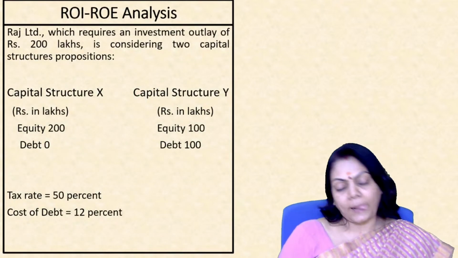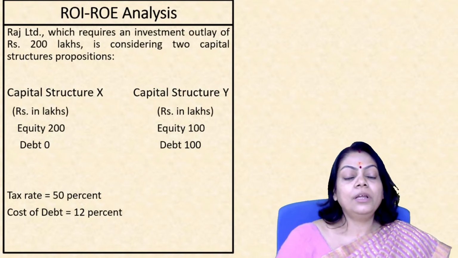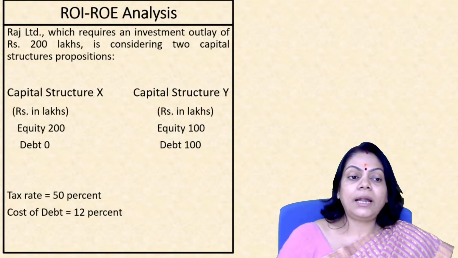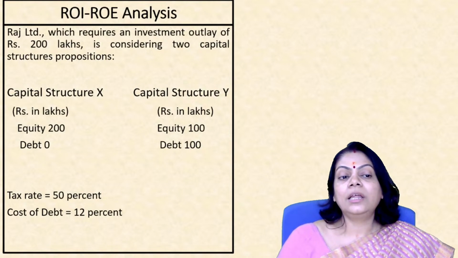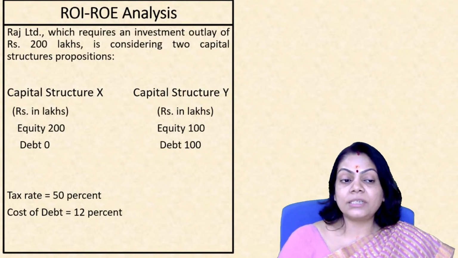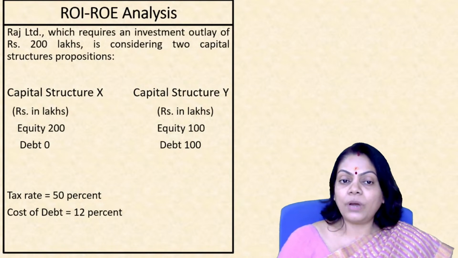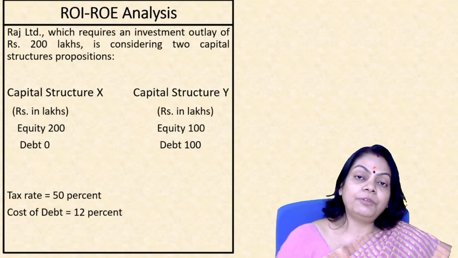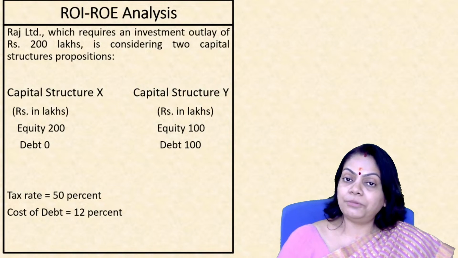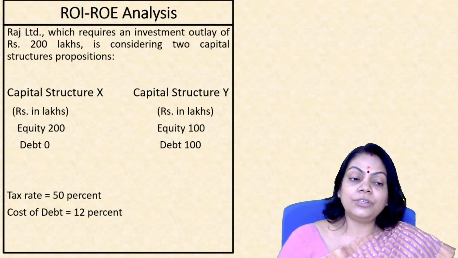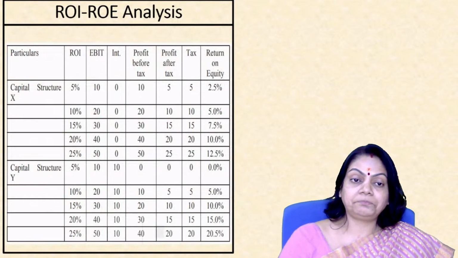Now we talk about the ROI ROE analysis. Now a very small example. You have two farms X and Y, and both of them have similar kind of funding, that is 200 lakhs. But farm X is getting the entire 200 lakh through equity, whereas farm Y is getting 50% through equity and 50% through debt. For both the farms, the tax rate is 50%, whereas the debenture is 10-12%. Obviously, there is no debenture percentage for X; it is only for Y.